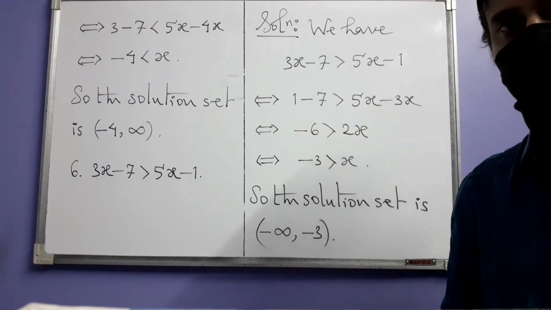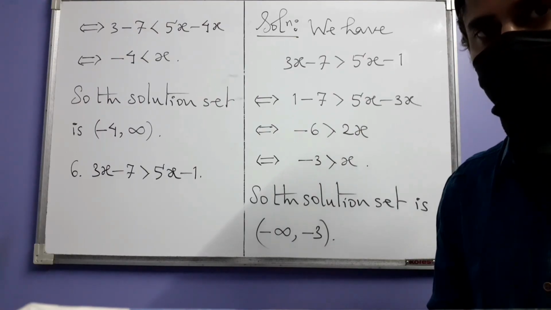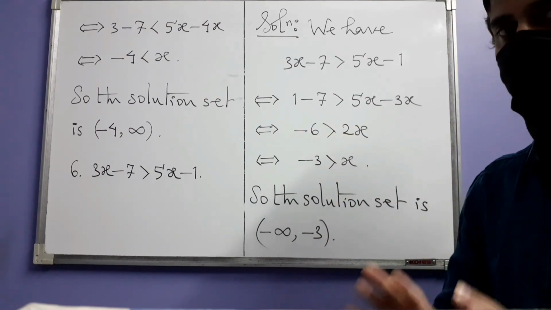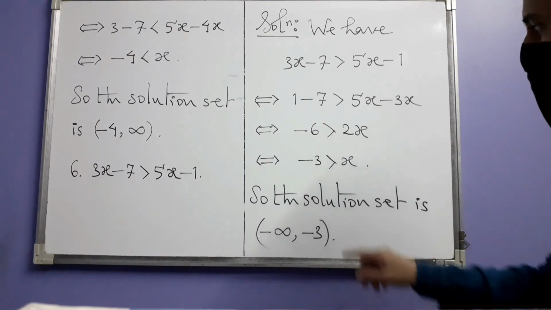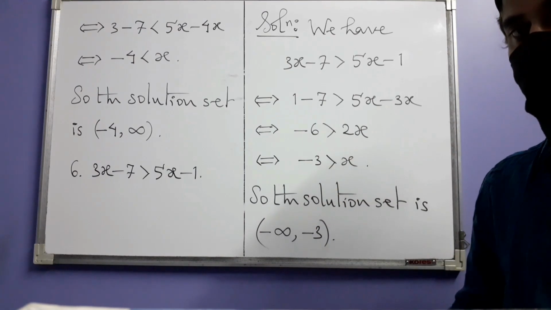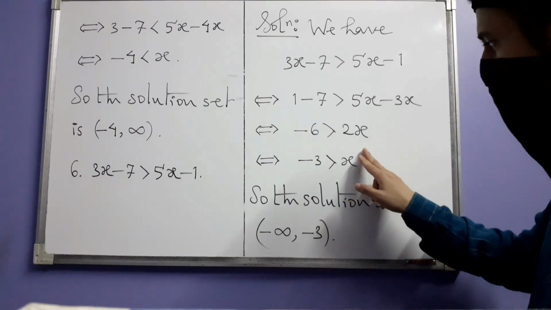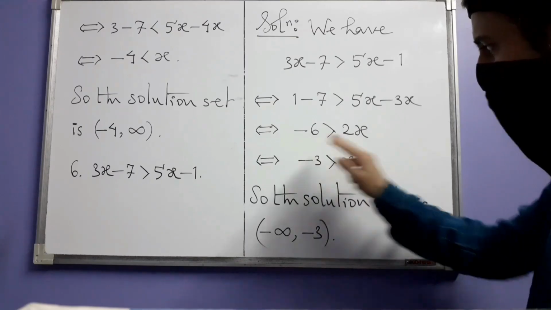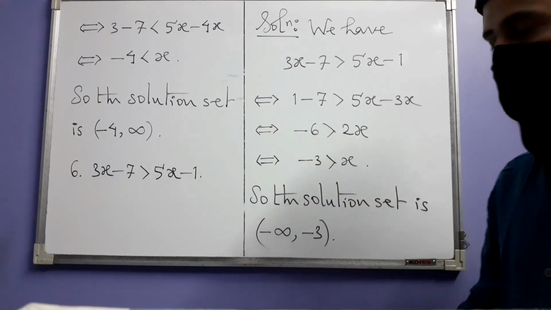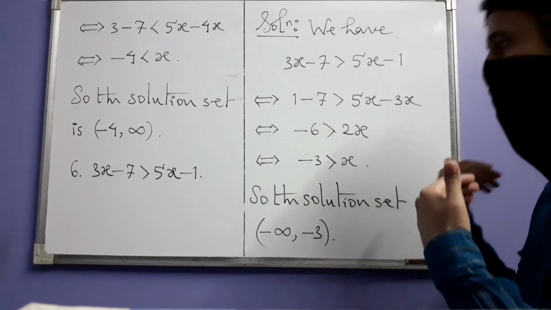Then in the next step we have to divide both sides by 2. Because 2 is positive, the inequality does not get flipped. It does not change direction. And we get minus 3 greater than x. These parts may become very confusing. You have to be very careful in interpreting the inequality. What is it that you are looking at here? You are looking at all real numbers x which are less than minus 3.